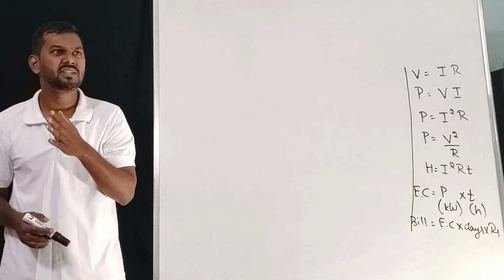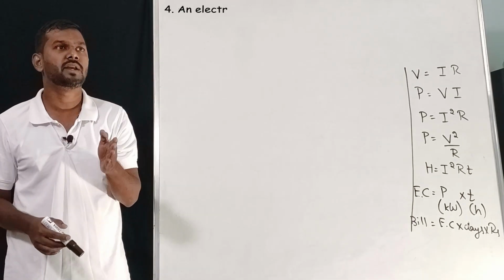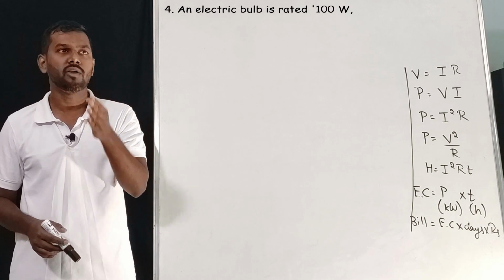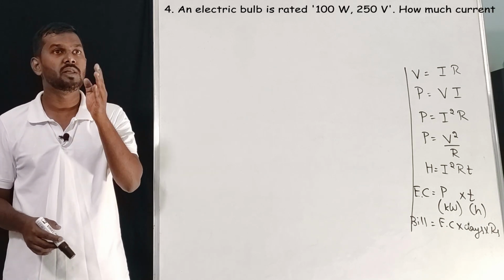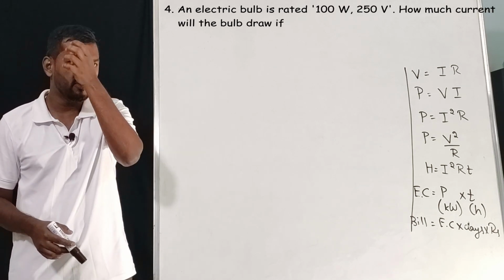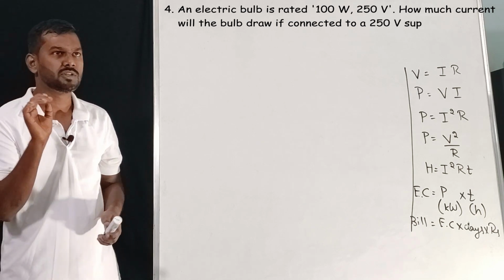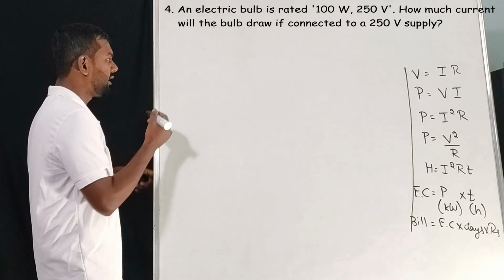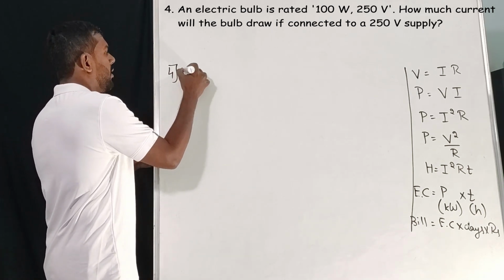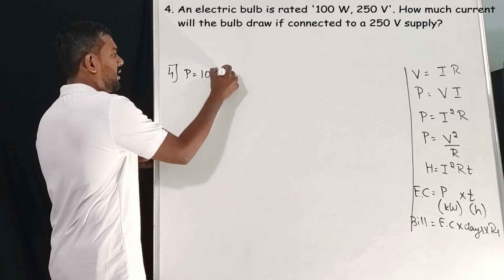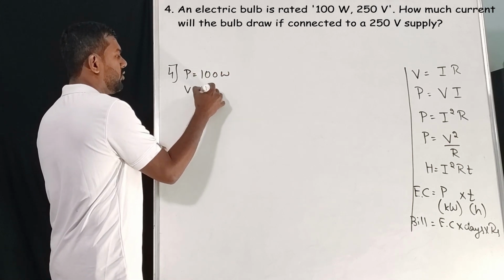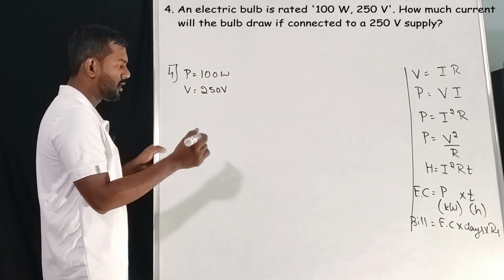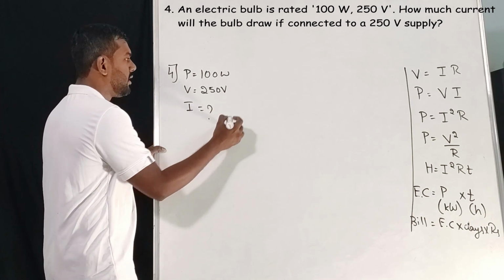Question number 4, very easy question. An electric bulb is rated 100 watt and 250 volts. How much current will the bulb draw if it is connected to 250 volt supply? So first we'll write the given data. Power is equal to 100 watt, V is equal to 250 volts. Correct, we need to find the value of current.